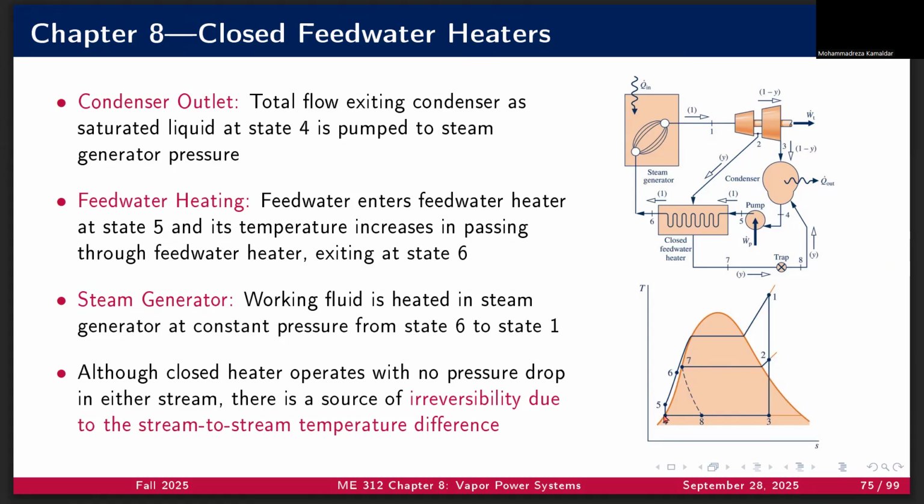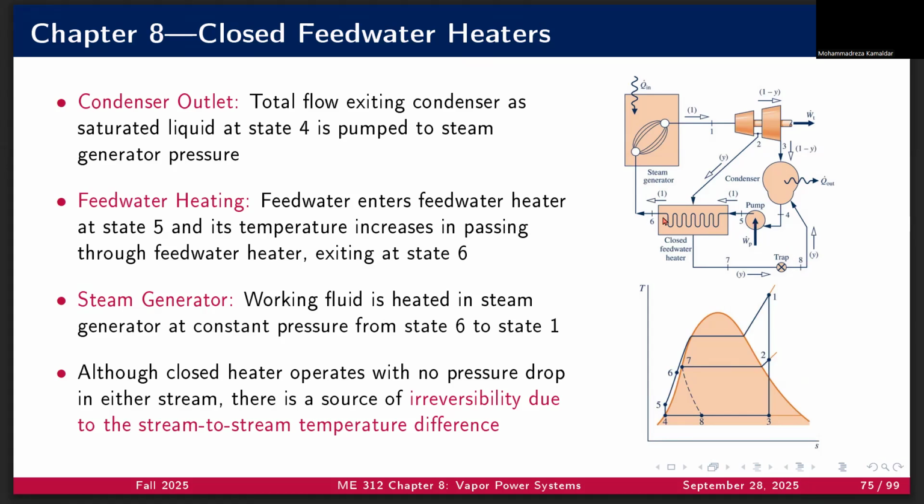Here's the state 4. And as you see, this is saturated liquid at the lowest cycle pressure. So this entire flow 1 is then taken by the main feed pump and pumped isentropically up to the boiler pressure here. And then basically it exits at state 5. So from state 5 to state 6, now at high pressure, it enters the tube side of the closed feed water heater here.